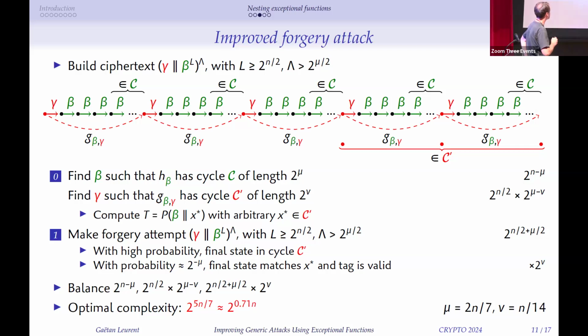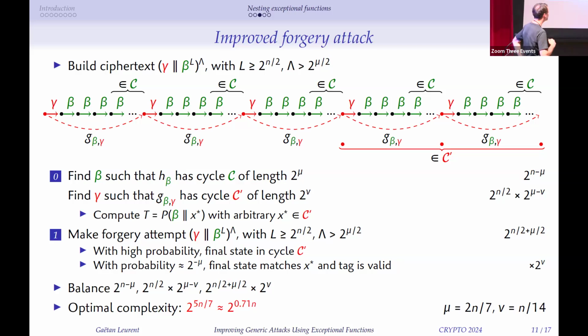And the precomputation is slightly different because first we have to find a good beta such that h_beta has a small cycle of length 2^mu. Then we find a good gamma so that the function g_(beta,gamma) has a small cycle of length 2^nu. Then we take some point in the small cycle, we guess the corresponding tag, and then we can make a forgery attempt with this message here. And when you look at the complexity, you have to balance all the parameters to find the optimal complexity, and you end up with 2^(5n/7), so that's better than 3n/4 that we had before.